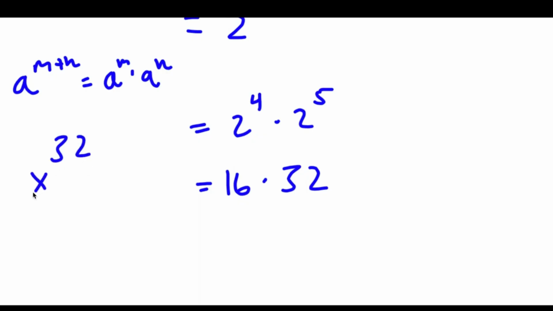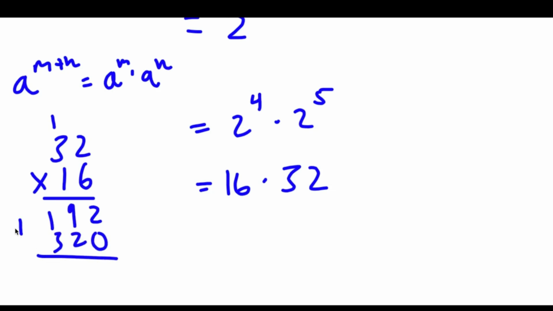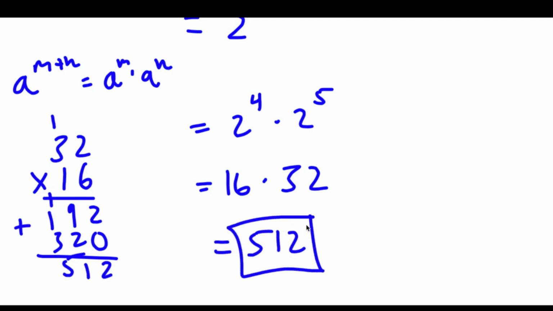and I can actually just go ahead and do this here. 32 times 16: 2 times 6 is 12, 6 times 3 is 18, 18 plus 1 is 19, 1 times 2 is 2, and 1 times 3 is 3. So if I add these together, I get 512. So this means 512 is our answer.